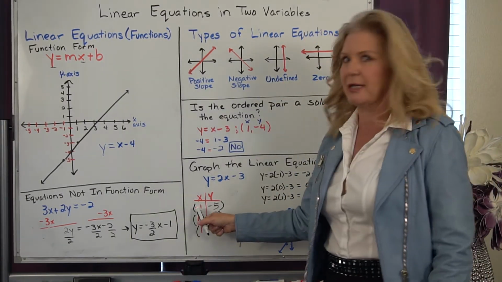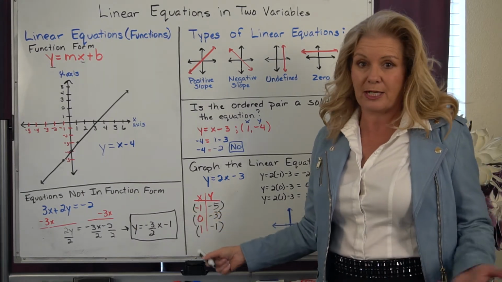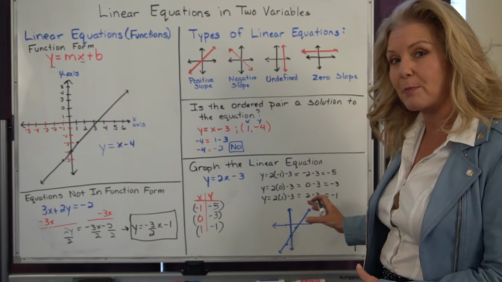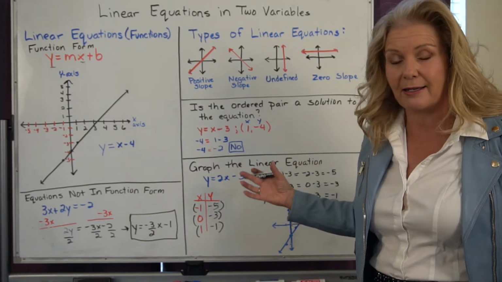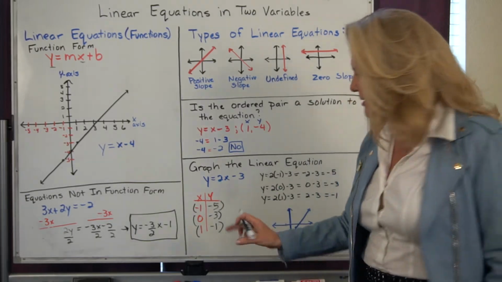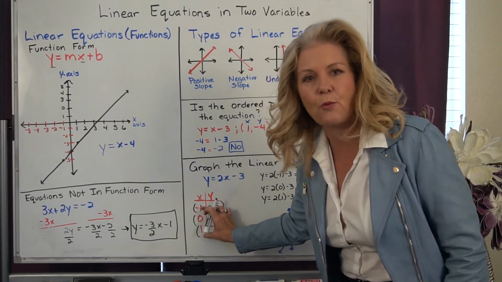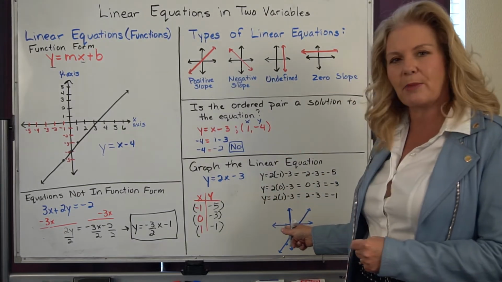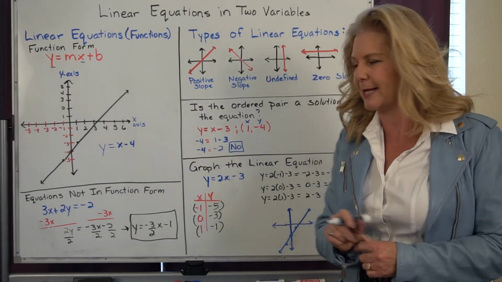I could have chosen negative a million, 0 and a million. But the problem with that is I would have had to have a coordinate plane that goes up to a million and down to a negative a million. That's way too big. So by keeping these numbers -1, 0, and 1, it keeps us very close to the center of this coordinate plane, and I only need a small coordinate plane.